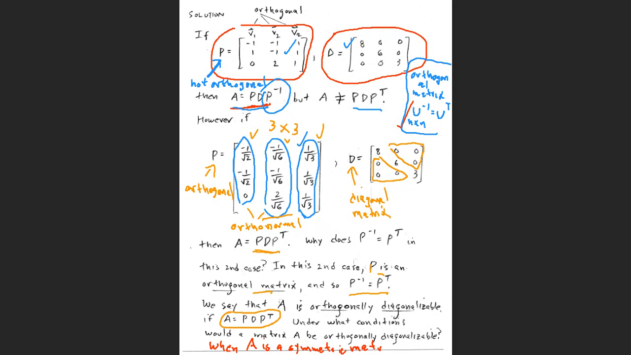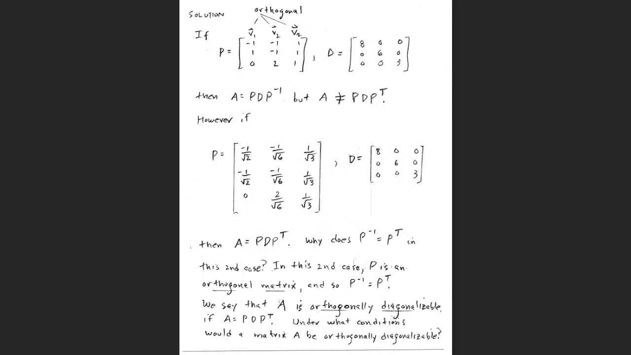Hold on, let me just make this a little nicer. And remember, if A is symmetric, it also, by default, has to be a square matrix too. Not all square matrices are symmetric, but all symmetric matrices are square matrices.